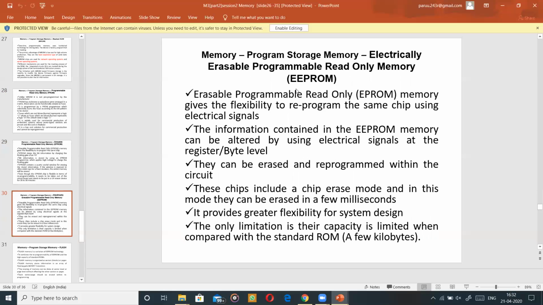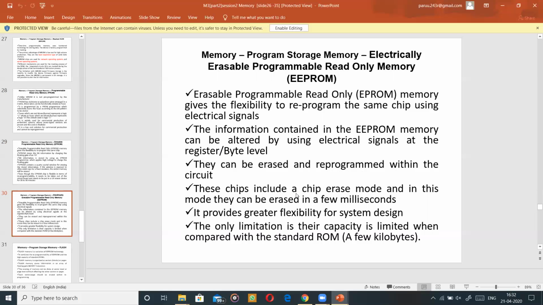EEPROM is electrically erasable programmable read-only memory. It gives the flexibility to reprogram the same chip using electrical signals, meaning I need not take out that particular chip from the board. I can reprogram it there itself. The information contained in the EEPROM can be altered using electrical signals at the byte level. They can be erased and reprogrammed within the circuit. This is the advantage. I can reprogram in the same circuit.